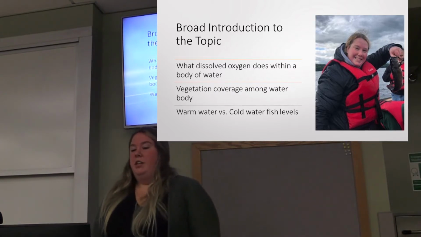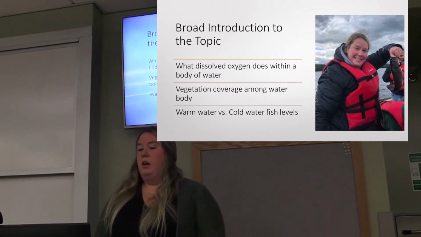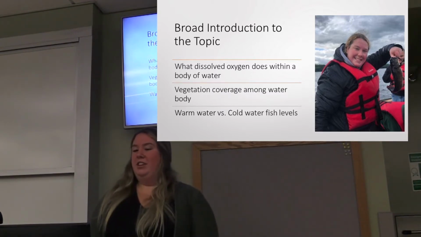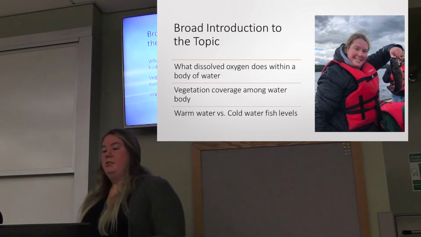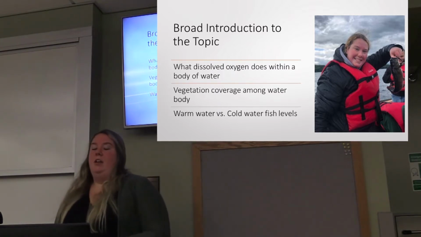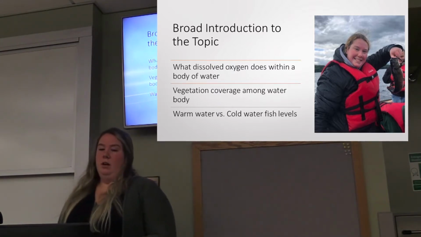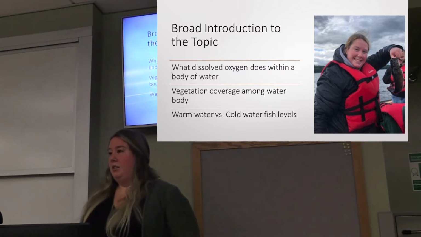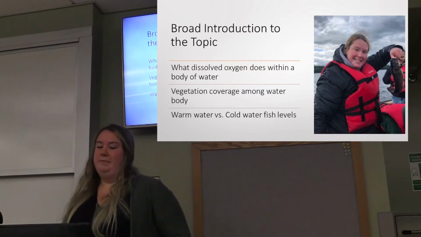For vegetation coverage, vegetation allows for more dissolved oxygen within the area because as the vegetation covers the water, it creates shade, which makes the water cooler. And along with this, it also uses photosynthesis. So as a byproduct, it creates oxygen, which allows for more oxygen.